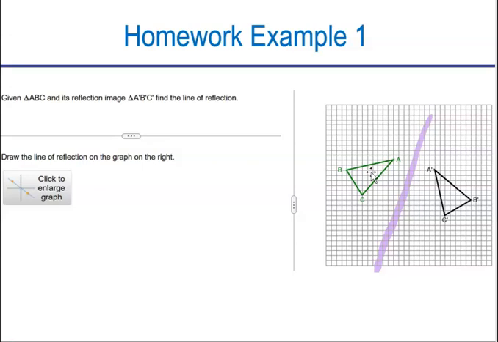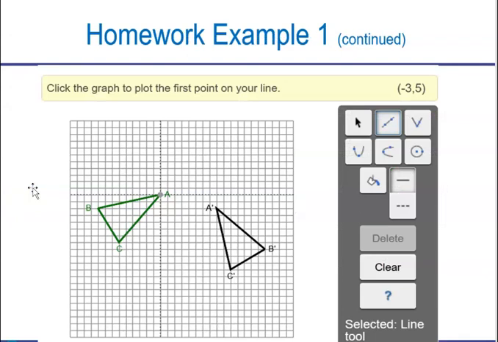Well, it turns out if you click right here to enlarge the graph, you can use the graph to help you out a little bit. So next slide, let me show you here. I clicked it, okay? And then the next thing I did is I clicked the straight line tool because I know I'm going to be graphing a straight line. It's a line of reflection. And I highlighted it over there for you, but I'm going to go green with it.